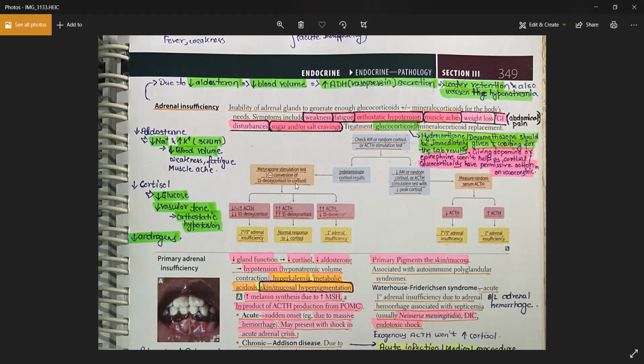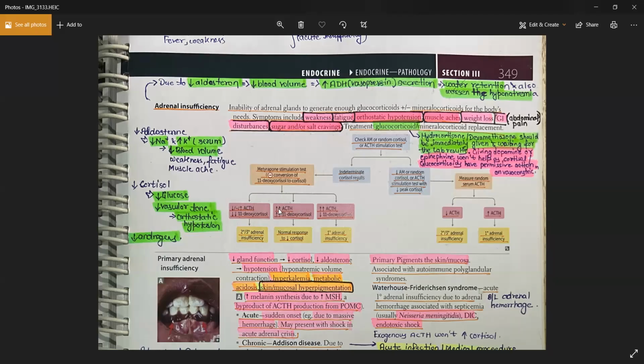So three scenarios can happen. Either the ACTH level is decreased or normal, or it is increased. If ACTH levels are decreased or kind of normal, that means there would be a secondary or tertiary insufficiency, because the cortisol will be giving negative feedback, which means the ACTH must be increased, right? But it is not increasing, which means it could be a secondary or tertiary insufficiency.